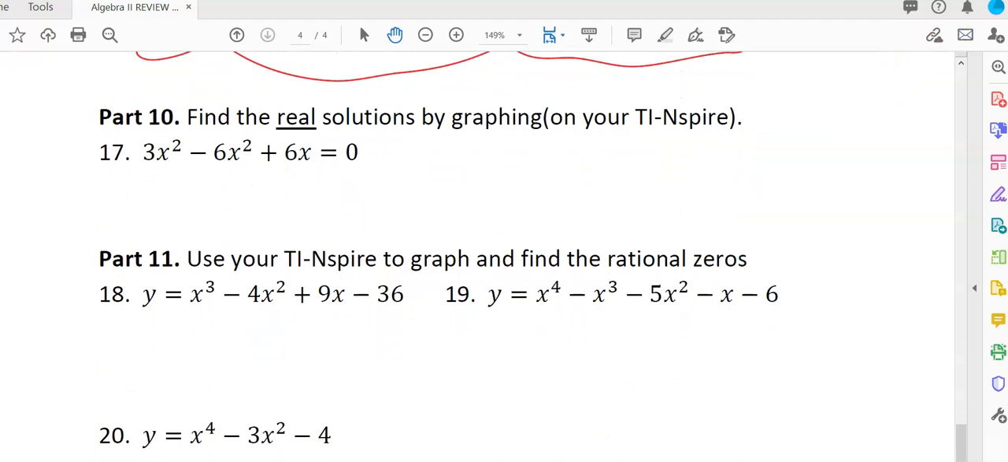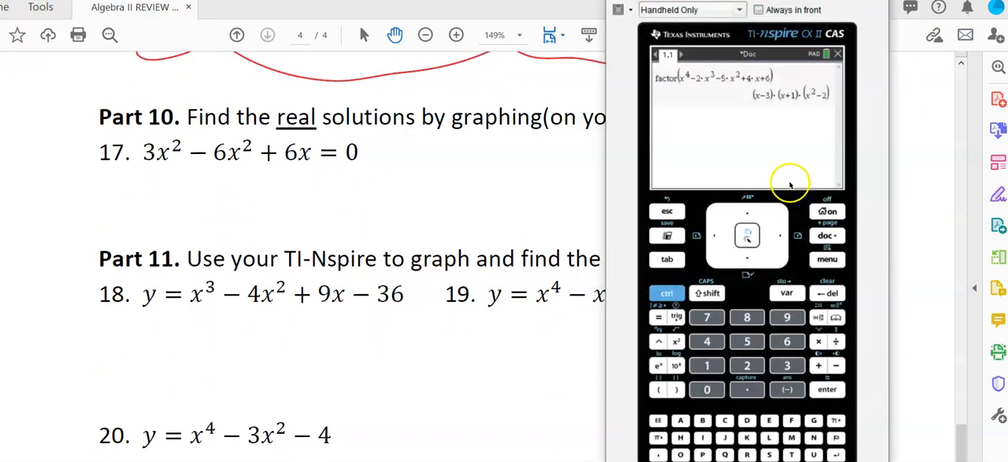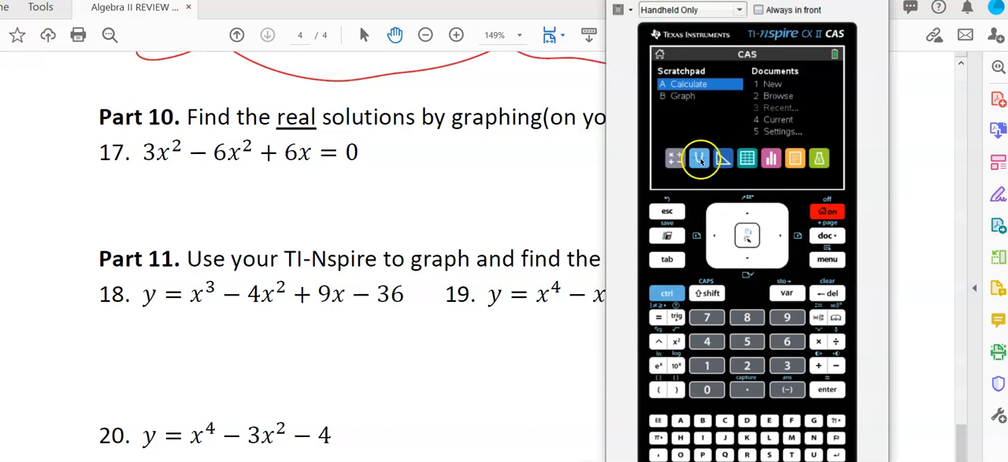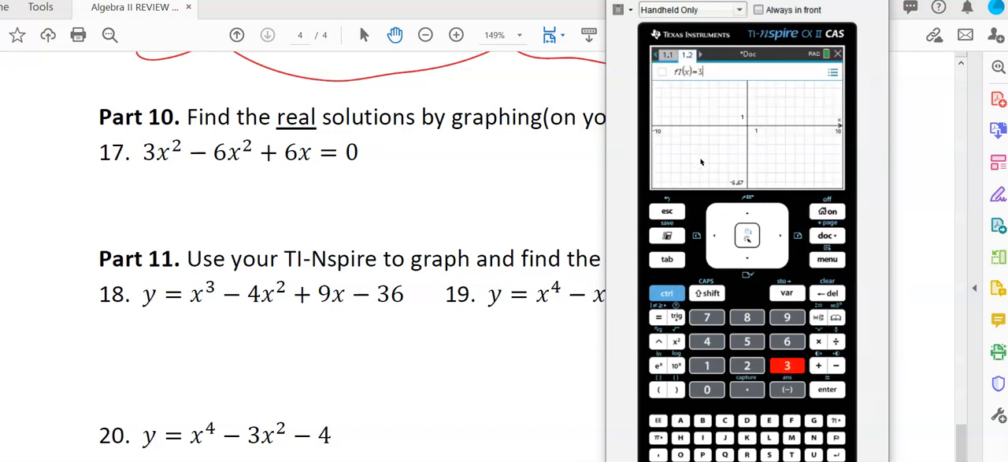Find the solutions by graphing in your TI Inspire. Okay, so we're going to graph this. So 3x squared minus 6x squared plus 6x. There we go. And we're going to go menu 5, 1, trace, and find the x-intercepts. That's one of them. The other one is right there. I'm going to move that over.